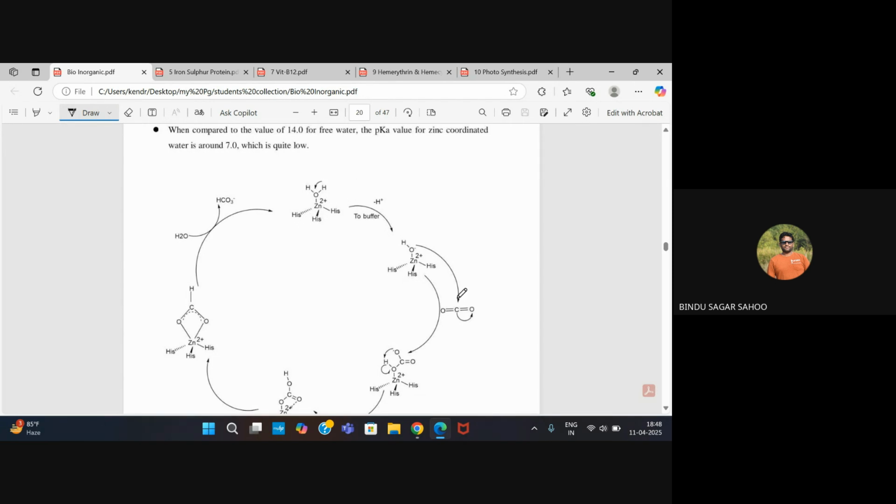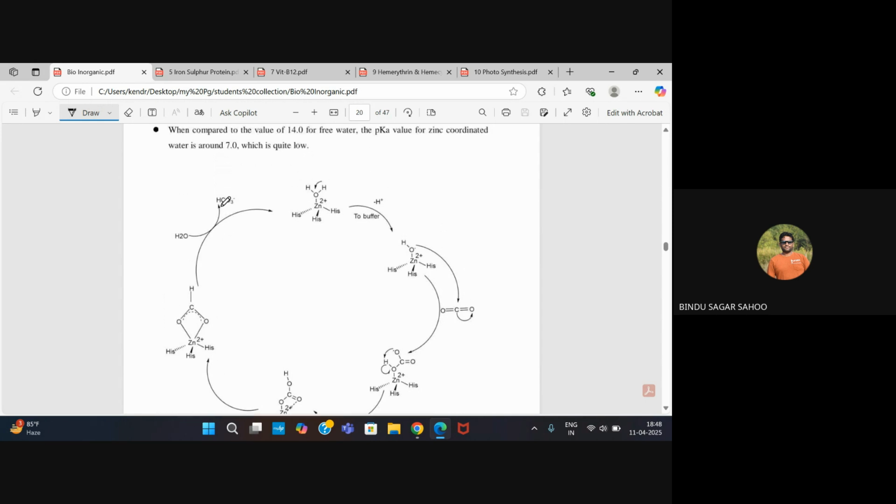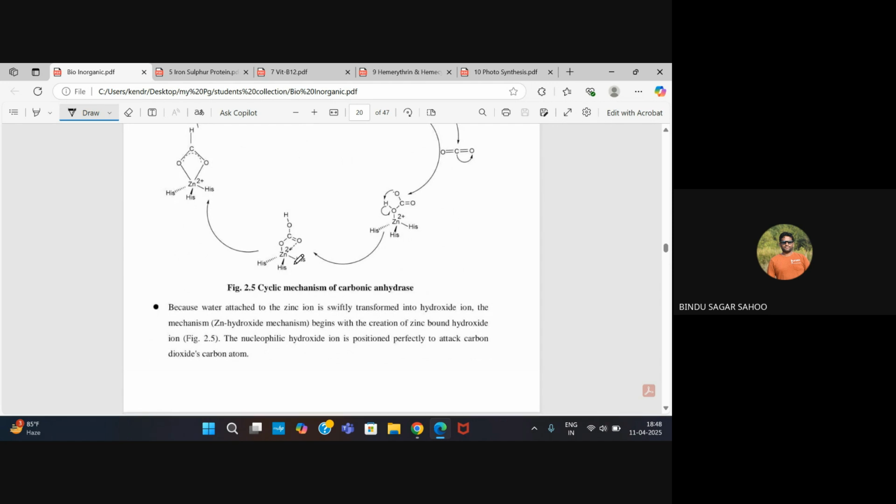That means you are utilizing just a CO2 molecule along with water. Here is the addition of water, and finally we are getting HCO3- ion along with H+ ion. So this is the cyclic mechanism of carbonic anhydrase. This is a very important question. Most examinations will ask about carbonic anhydrase. These are the theories. You can read them also in your material. All these things are available.